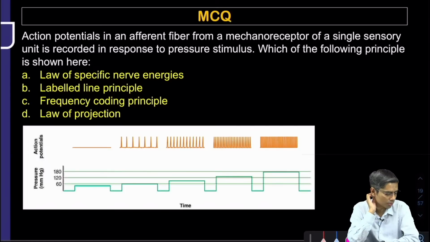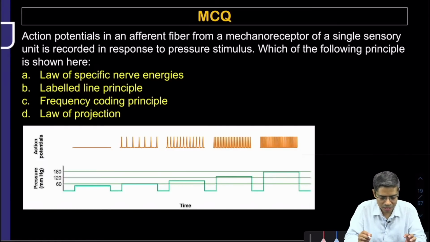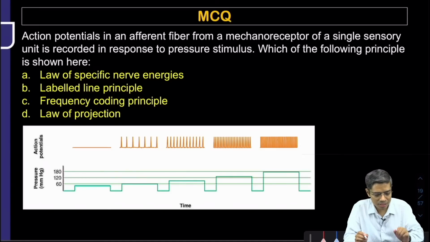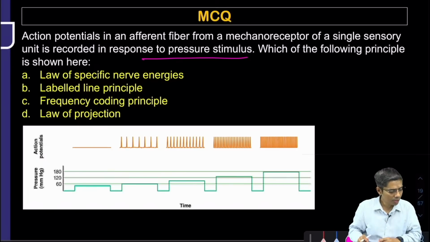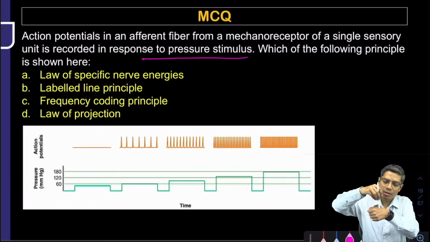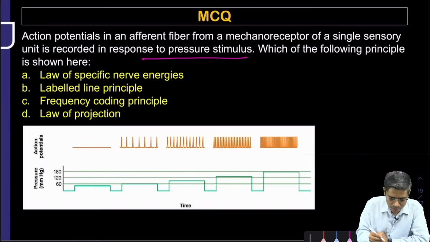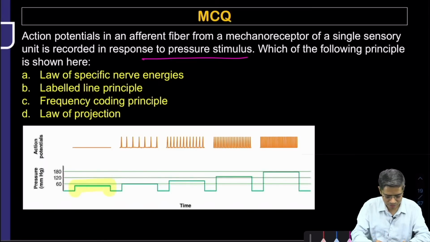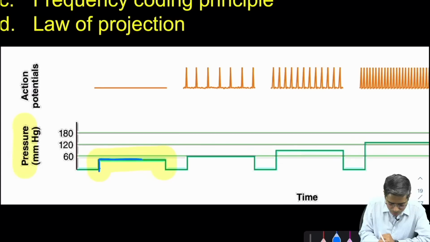Which law is this? It is not written here. I am asking another question. Look at this question: the action potential in an afferent fiber from a mechanoreceptor in response to a pressure stimulus. So, you are giving more and more pressure on your skin. This lower part of the curve is recording the pressure. First, pressure is below 60 millimeter of mercury. Look at this curve first. What is this? This is nothing but pressure. This green line is showing that first you are giving a pressure which is below 60 millimeter of mercury.